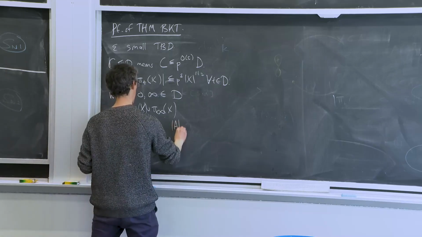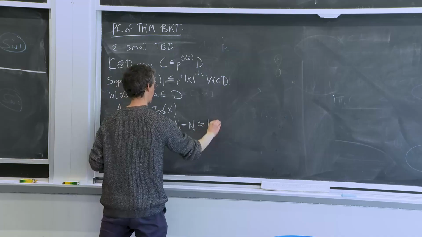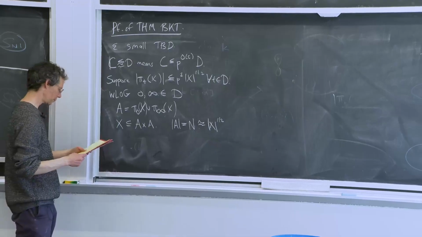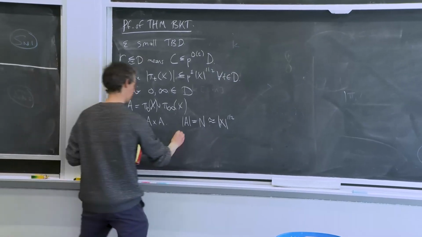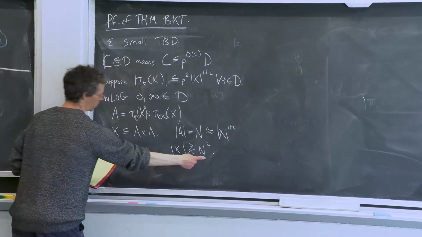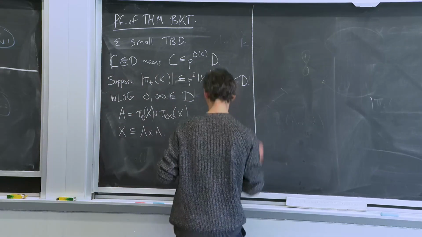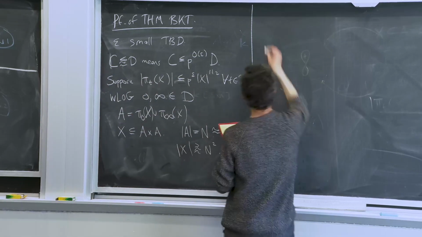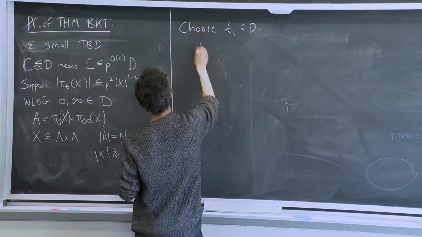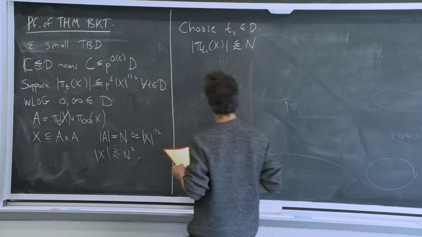The size of A could be N, and that is ≲~ the square root of |X|, up to some powers of p^ε. Therefore |X| is ≳~ N squared. So X is a big fraction of all of A cross A. Next, I choose some other t1 in D, and I know that |π_t1(X)| is ≲~ N.